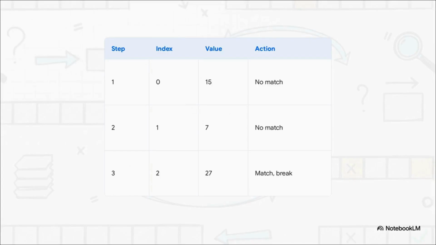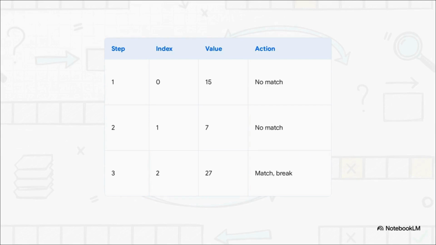Let's actually trace this out by doing a quick dry run. Imagine we have an array with the numbers 15, 7, 27, and 39. Our target number, the one we want to find, is 27. Okay, step 1. The computer sets the index x to 0. It checks the value at index 0, which is 15. Is 15 equal to 27? No. So it increments the index by 1.